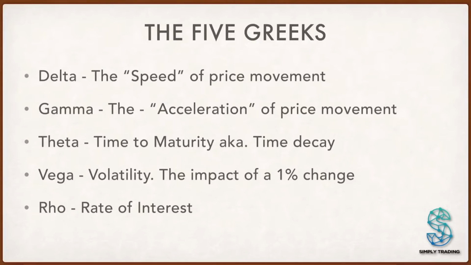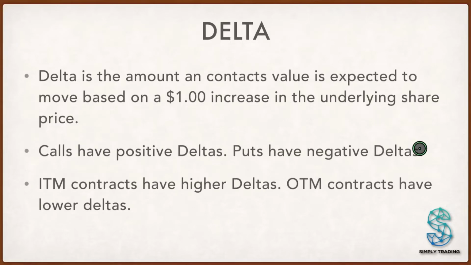Rho is only really important if you're looking at a contract with a further expiration date, say 60 days or more. So the first one that we are going to talk about is delta. Delta is the amount a contract's value is expected to move based on a $1 increase in the underlying share price. Calls have positive deltas, puts have negative deltas. In the money contracts have higher deltas, and out of the money contracts have lower deltas.